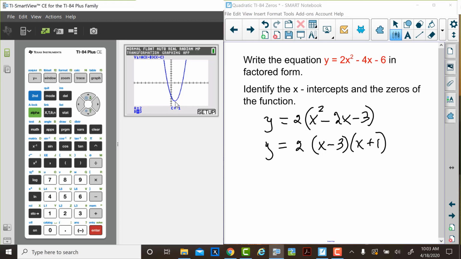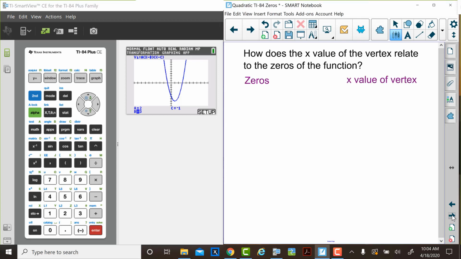So let's think now about how these zeros might be related to another characteristic of this particular function, the vertex. In the window you see right now, it appears that the vertex may have an x value equal to 1. We could verify that algebraically, but just from observation, it appears to be at approximately x equals 1. So we're going to move to the next page on the right and think about how the x value of the vertex relates to the zeros of the function.